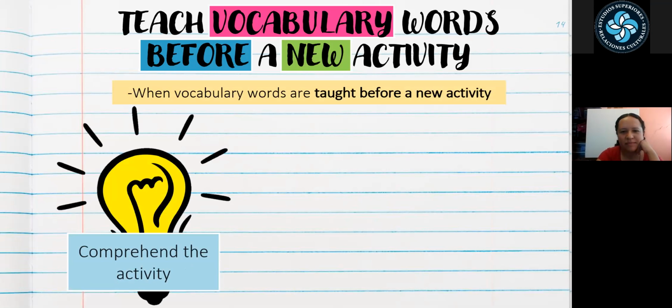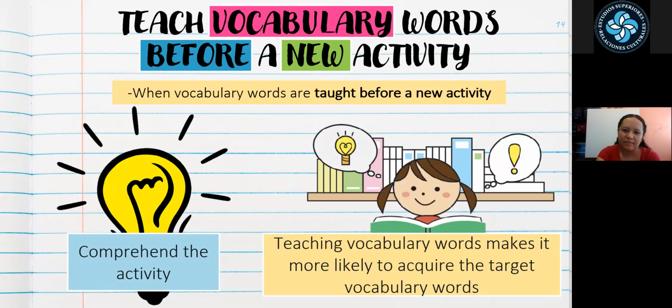Well, because students need to comprehend the activity. If it's a listening, if it's a song or a story, or if they are going to write something, first you need to teach them what vocabulary words are going to be useful for them in order that they can work with those words, right? Another thing is that teaching vocabulary words makes it more likely to acquire the target vocabulary words. If you teach them the words before starting an activity, it's going to be easier for the students to understand. And the other part is that they are going to acquire more.